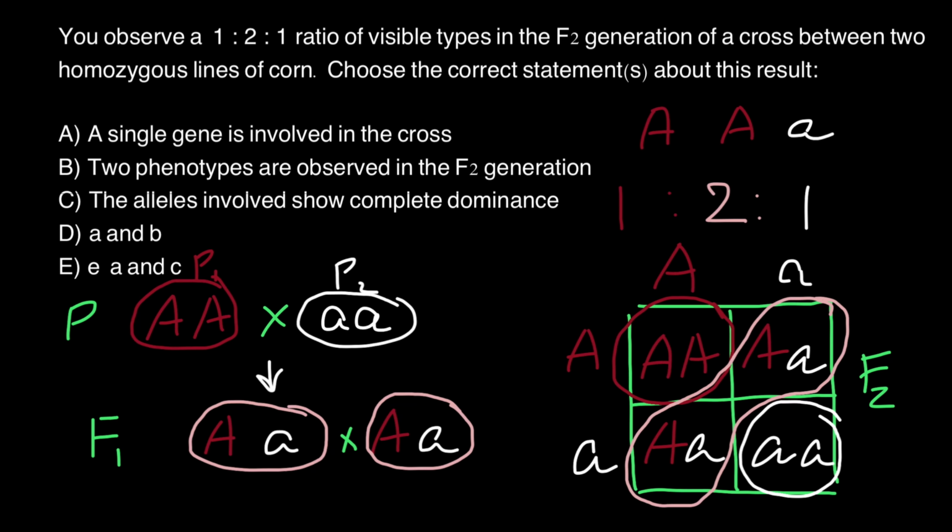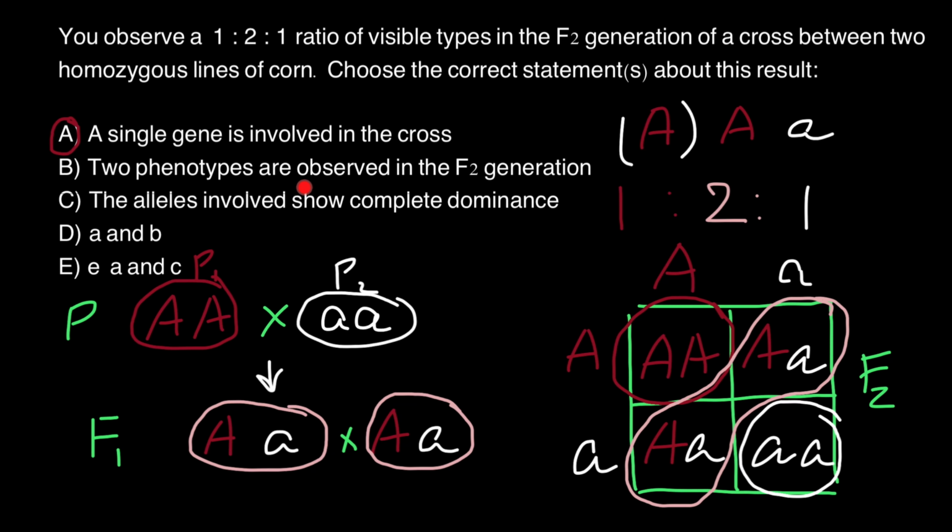And now you see that this is very easy to choose. The correct answer is variant A: a single gene is involved in the cross. Yes, gene A with two allelic forms, dominant and recessive. So this is going to be the correct answer, but let's check the other answers as well.